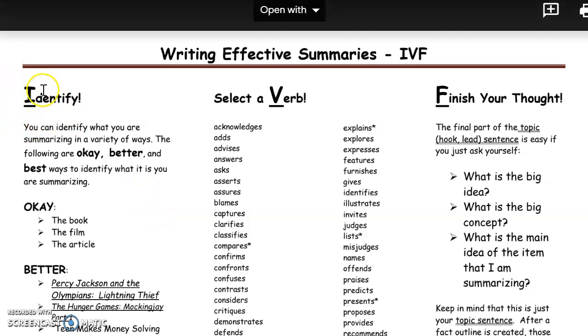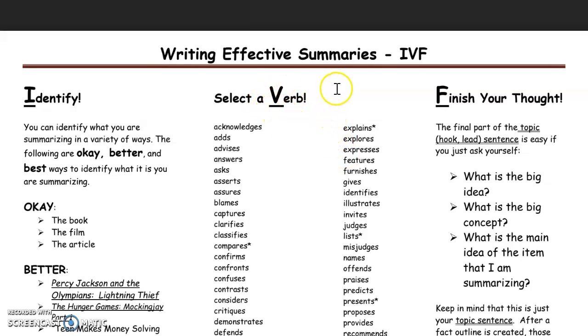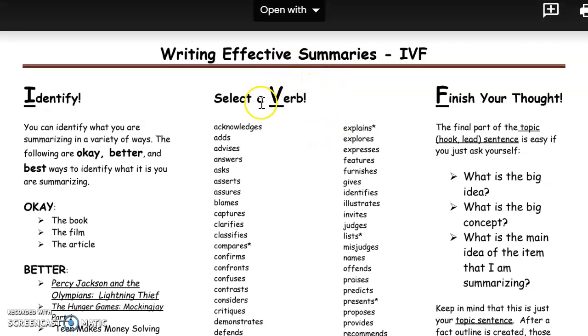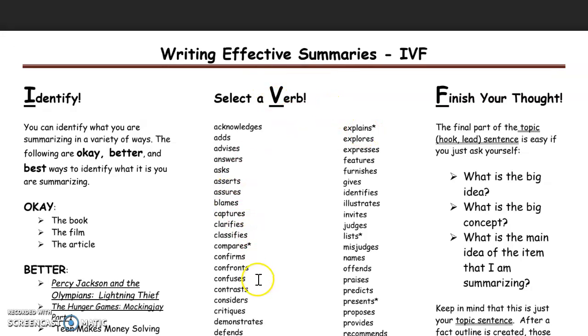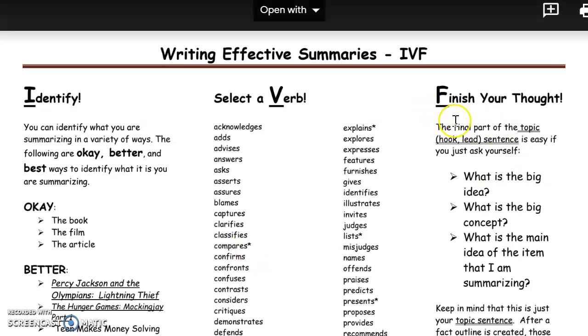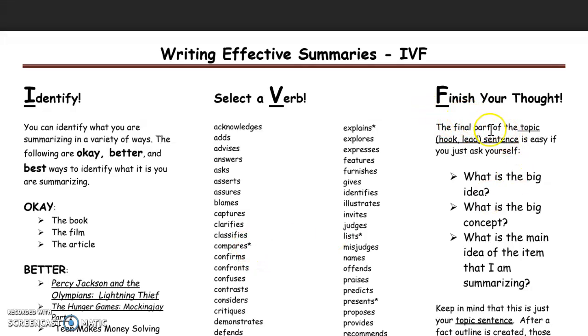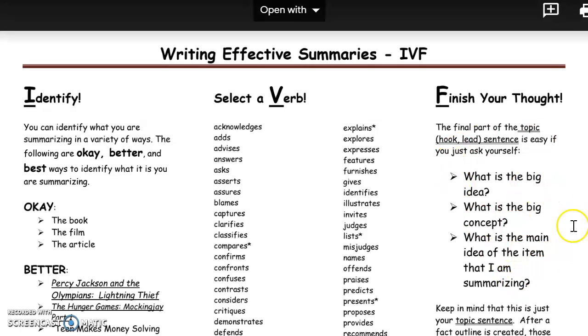So I stands for identifying what you read. V stands for the verb. So what did that article or story or textbook, what did it do for you? Did it explain something to you? Did it define something? Did it clarify something for you? And then the F is where you finish your thought. That's where you're going to summarize all the important ideas that you just read about.